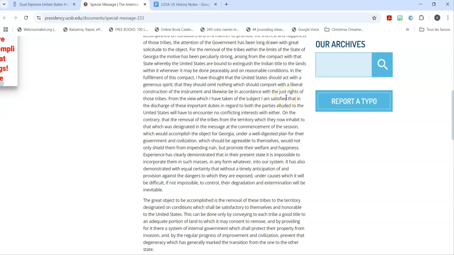So we have to do it in a way that's good for those tribes, that provides for their rights.